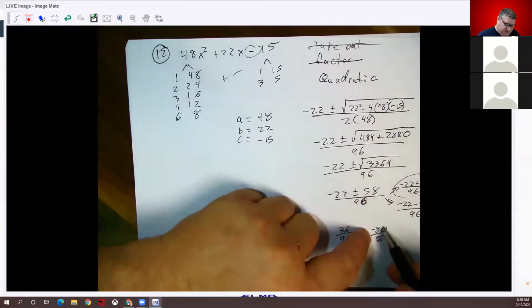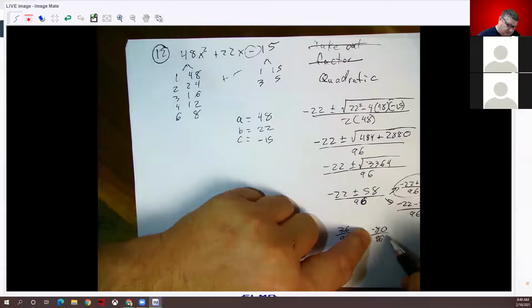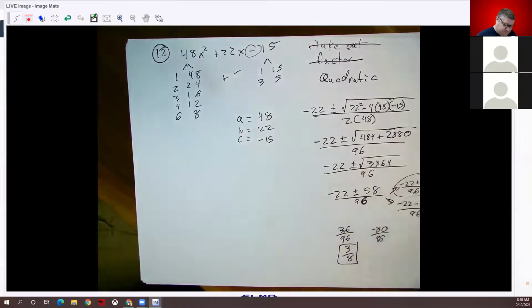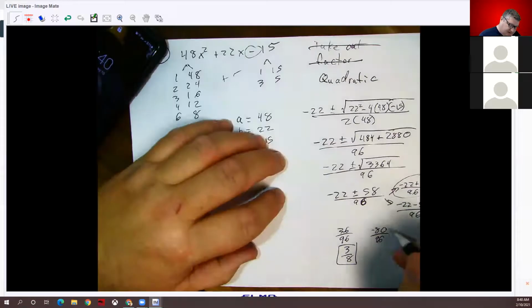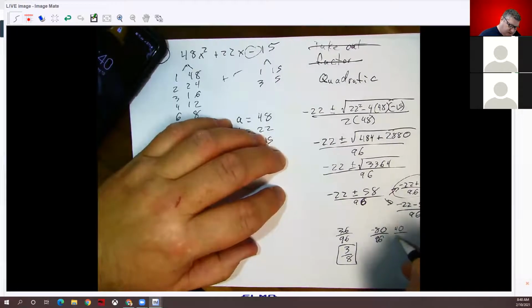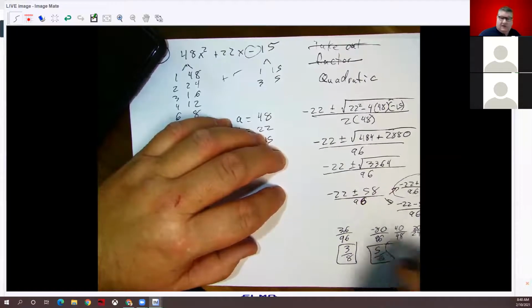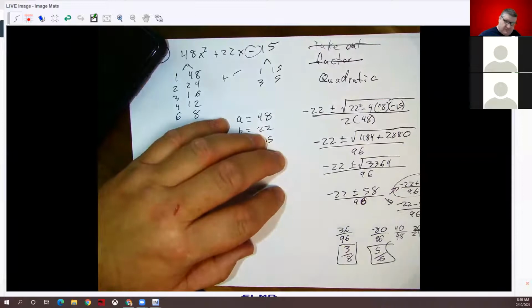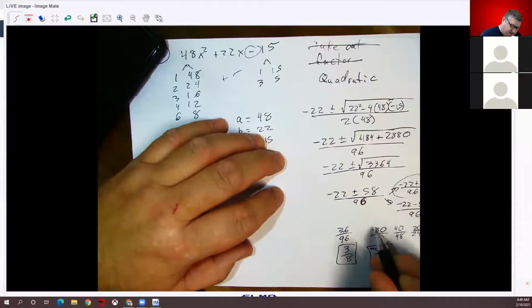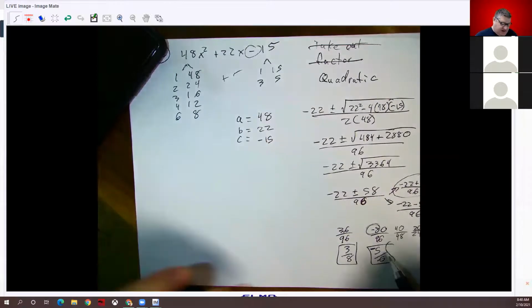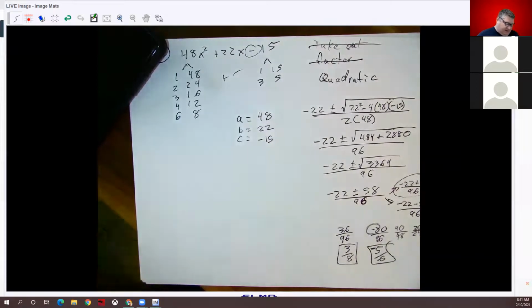This one reduces to, well, I can divide stuff. What does that reduce to? I can divide them by 2. I got 40 and 48, 20 and 24, 10 and 12, 5 and 6. Good job, Jaden. Negative. I forgot my negative that was right there. Negative 5/6.